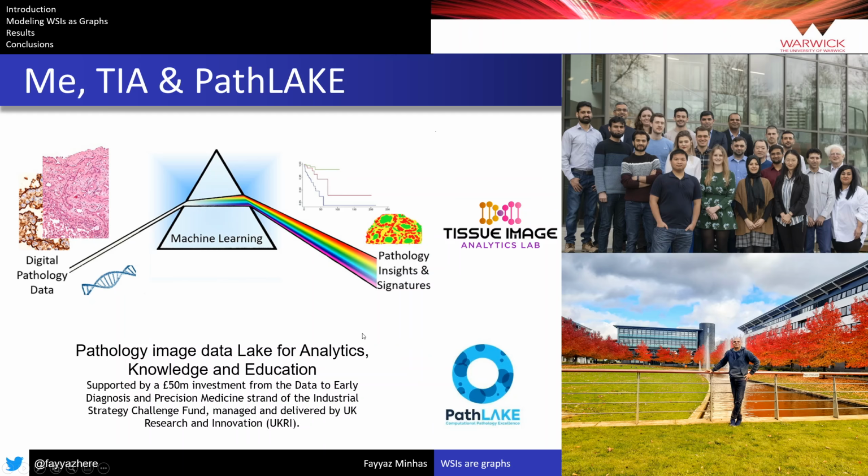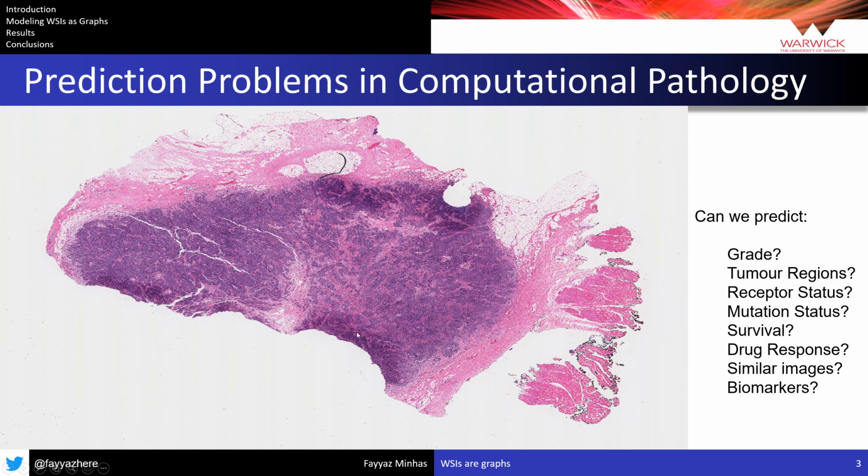So, with that introduction, I'll be switching into the more technical bits of my presentation. Different types of prediction problems in computational pathology. I think the limit to the different types of prediction problems in computational pathology is only our collective imagination. There are a very large number of very interesting prediction problems. If you're given a whole slide image, like the one that you see on your screen, can we predict the grade of cancer for this patient?